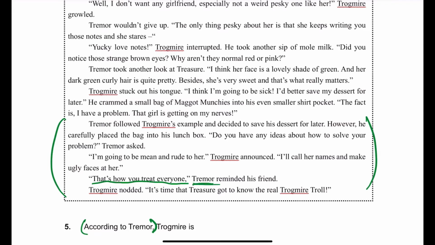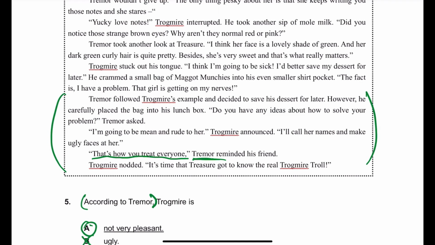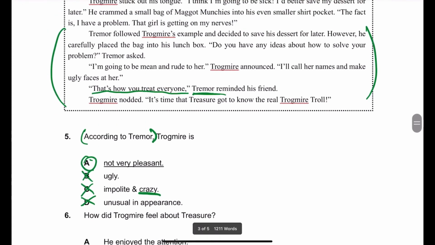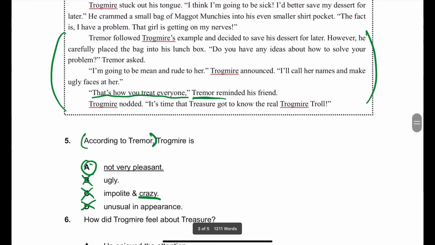And the fact that Tremor says that as well, right? Tremor basically admits that Trugmar is mean just in general, right? So it's not really like a new method, but yeah, Tremor is just basically agreeing that Trugmar is mean and rude. Yeah, not just to Treasure Troll, but to everyone else.